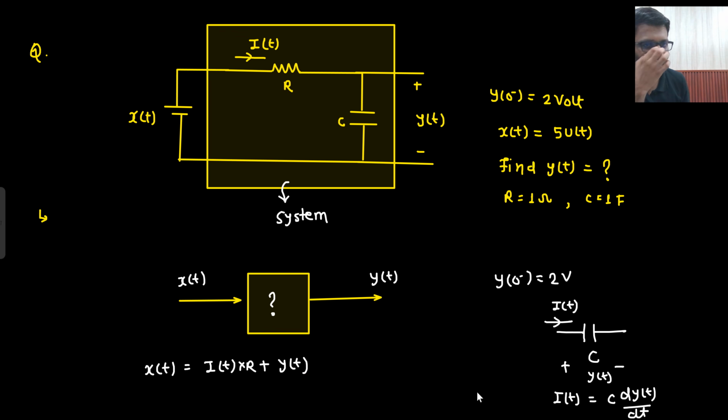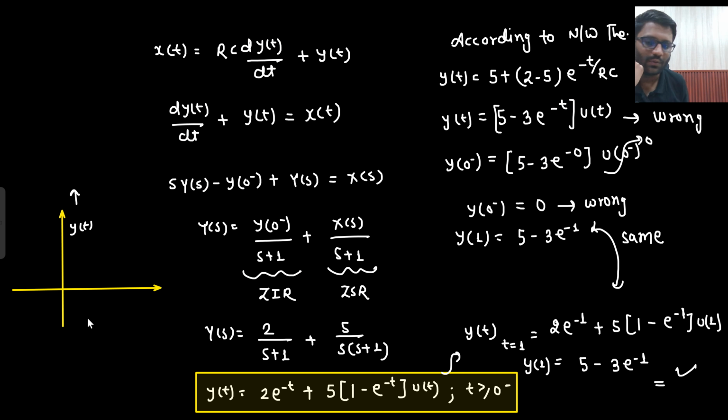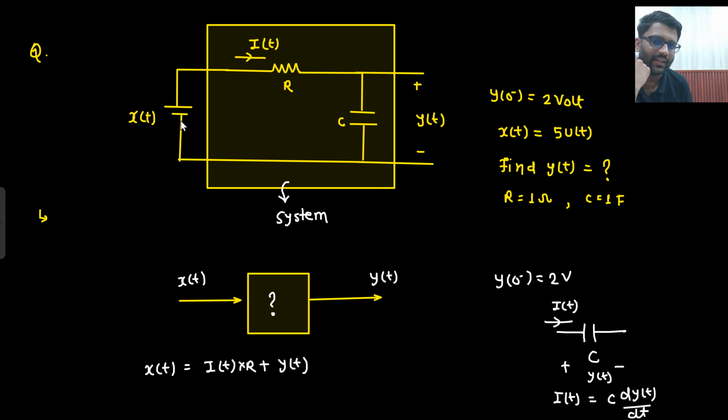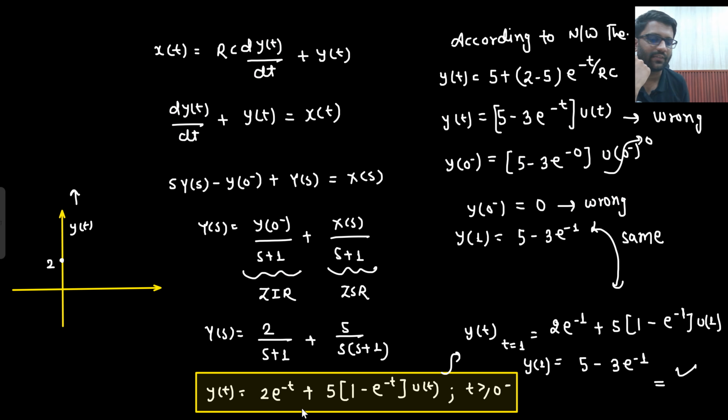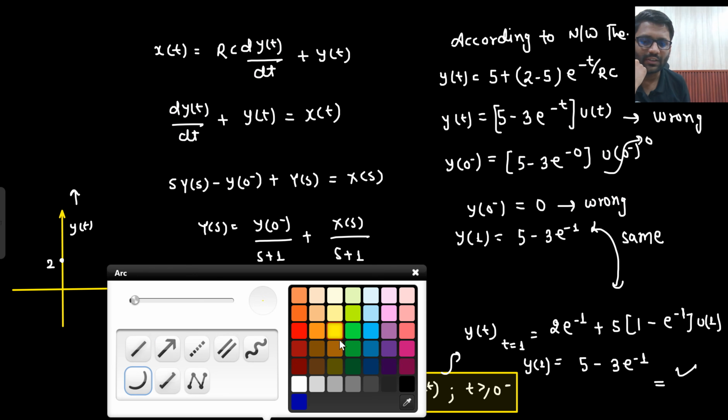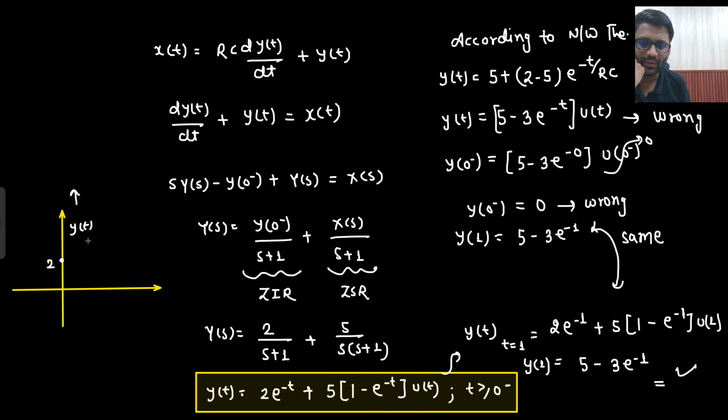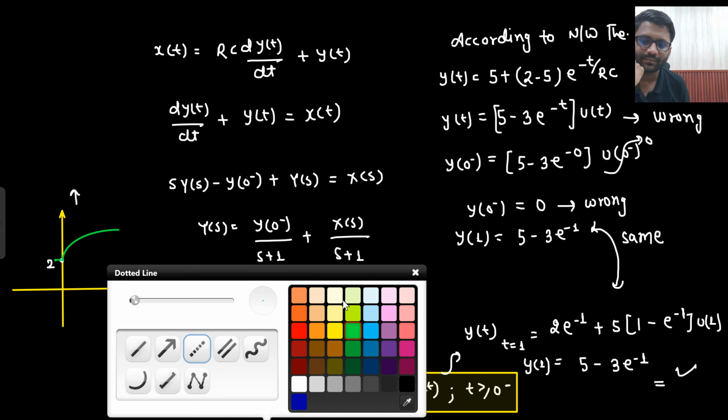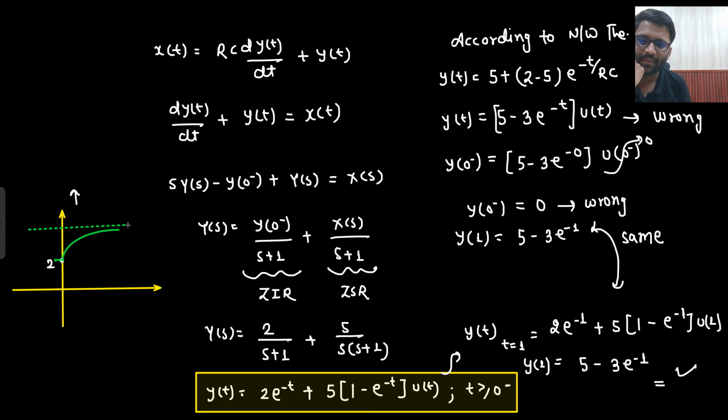So how will the waveform come into action? Initially, what was the voltage? 2 volts was already there. And at steady state, where will the voltage reach? Because here 5 u(t) is there, at steady state the voltage will reach 5. So initially the voltage was 2, and from 2 it will reach 5. Before that, it was 2 only. So this was the waveform of y(t) versus t.